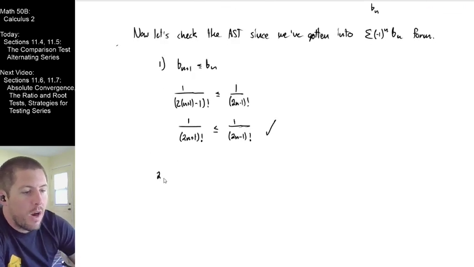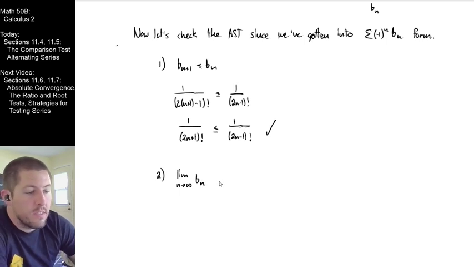For our second requirement associated with the alternating series test, we want to show that the limit as n goes to infinity of b sub n needs to be equal to 0, right? So let's see that our limit as n goes to infinity of 1 over 2n minus 1 factorial.